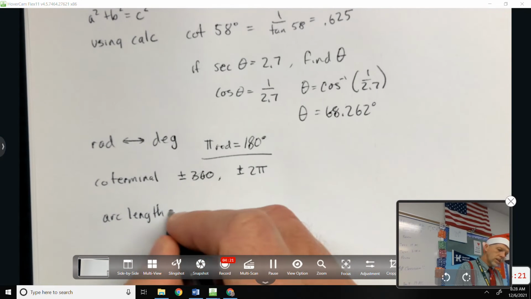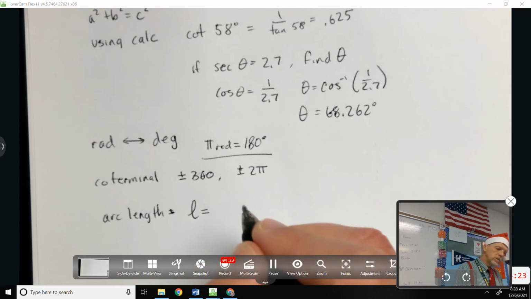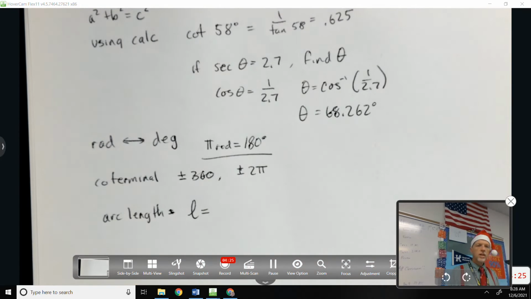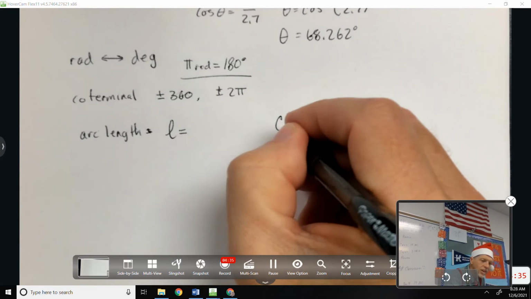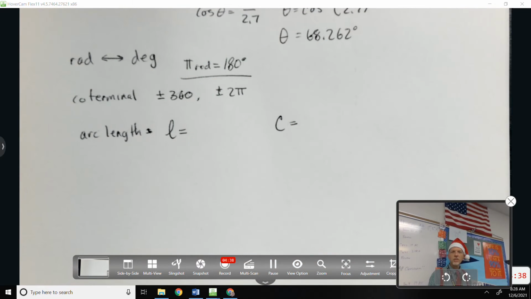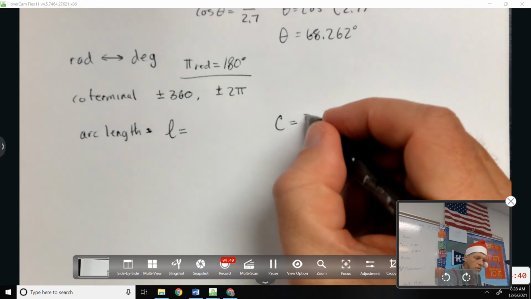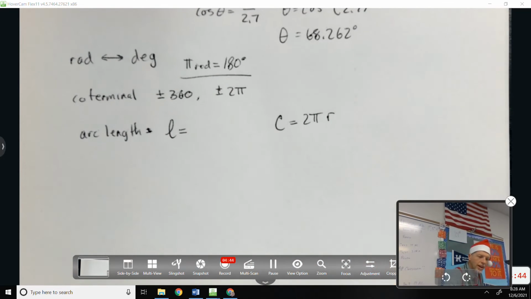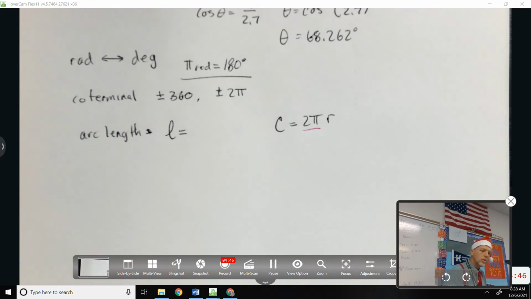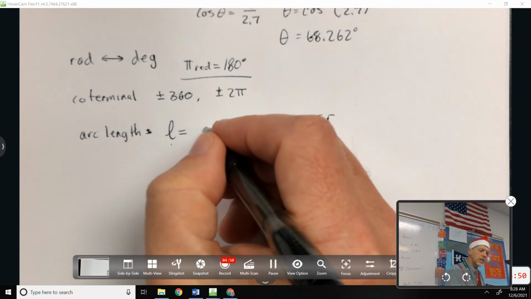Arc length. L equals. Here's how I remember this formula. What's the all the way around arc length called? What's the name of that if you go all the way around? Circumference. And what's the formula for circumference? 2 pi r. Because the 2 pi meant we went all the way around. So if we don't want to go all the way around, we still have r.